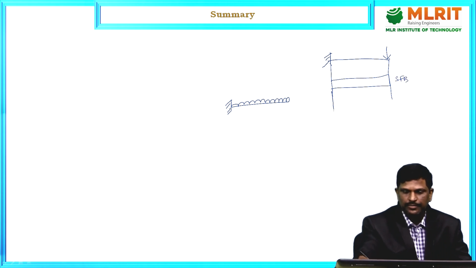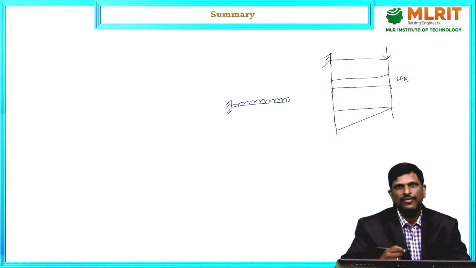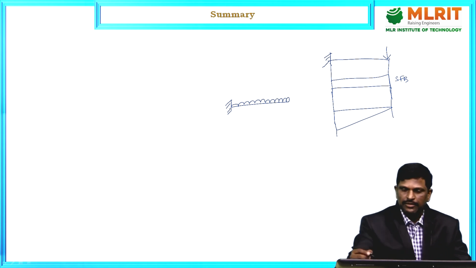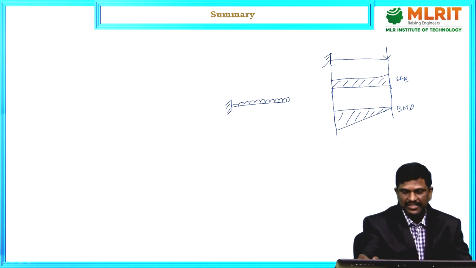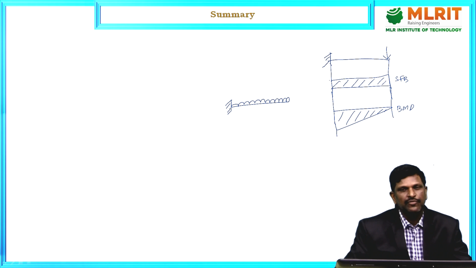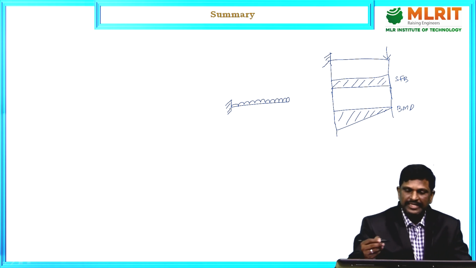and the bending moment diagram for a cantilever beam carrying a point load at its free end is a triangle, and the shear force value is constant throughout as it is carrying only one point load, and the bending moment is varying linearly from 0 to WL.